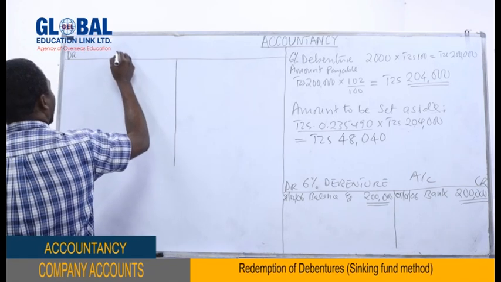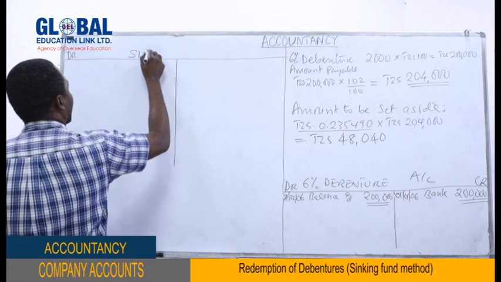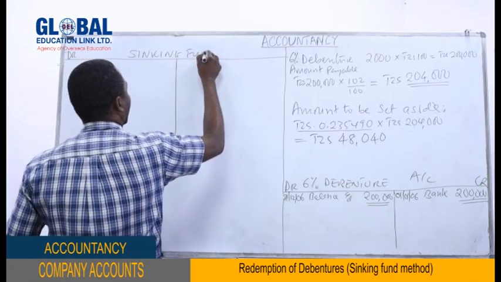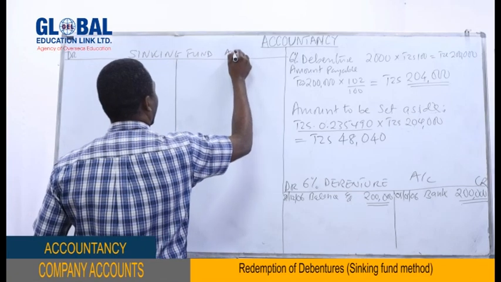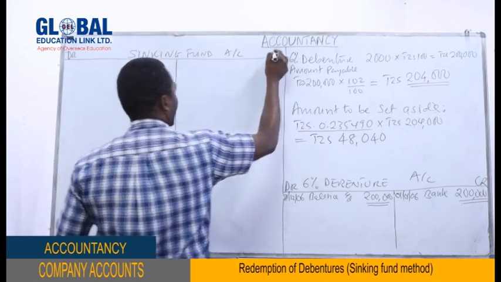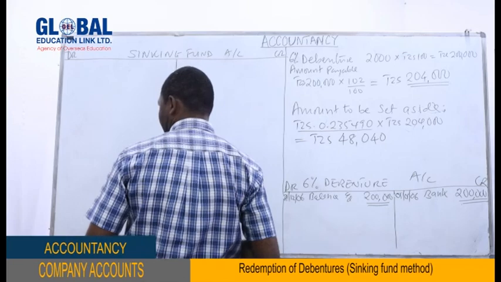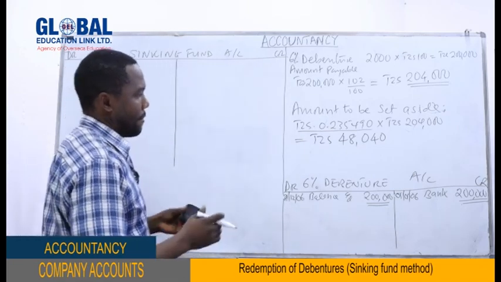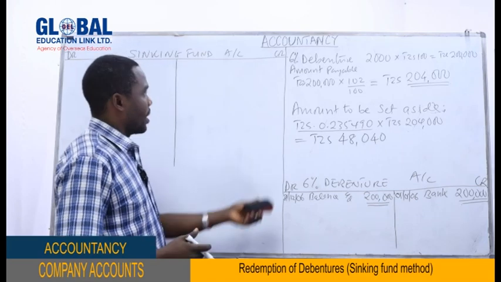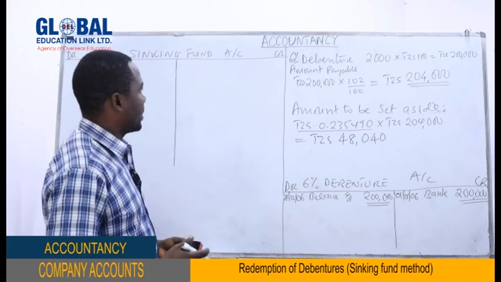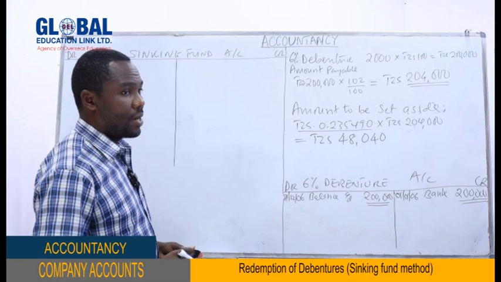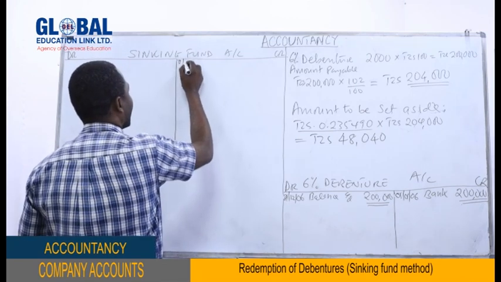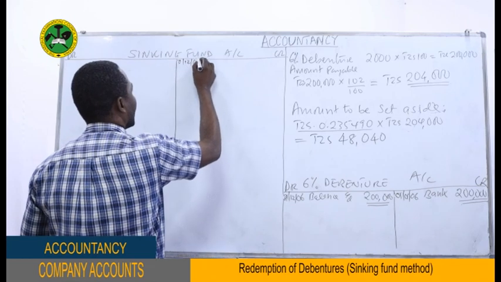Debit, sinking fund account. Credit. Okay. Basically, with this account, we are going to set aside the amount at the end. Definitely it will be on 31st December 2006.